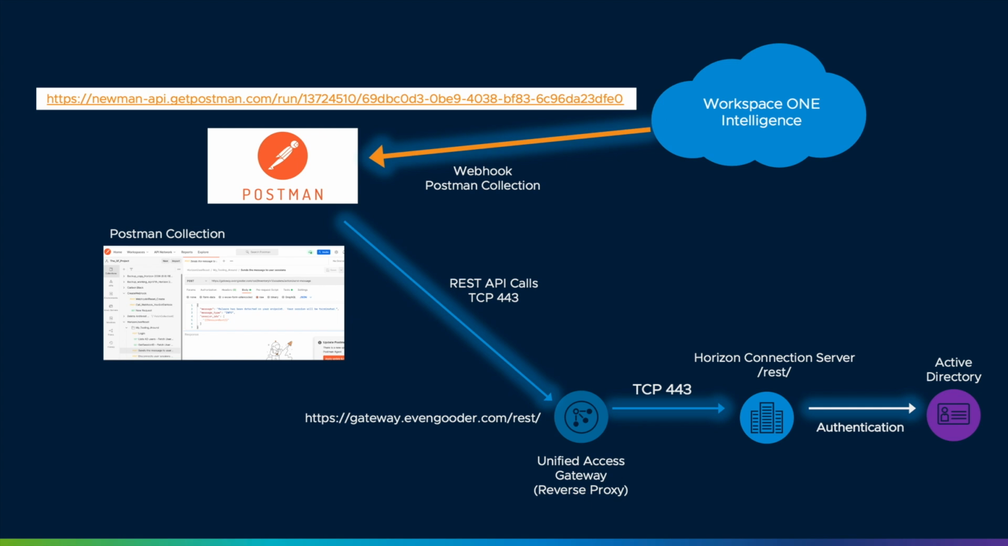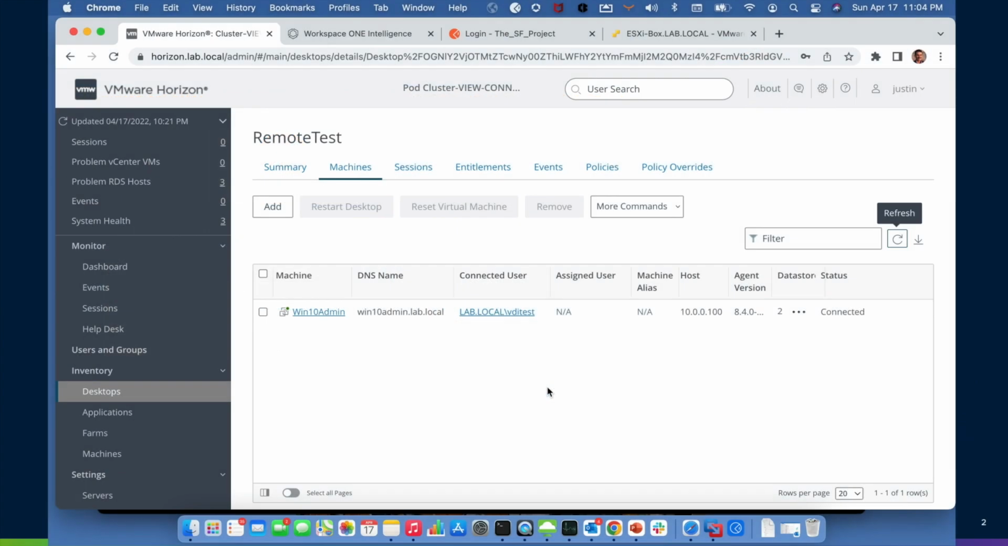One, we're leveraging Postman webhooks in order to provide more sophisticated REST API calls against the Horizon environment. And two, we're leveraging Unified Access Gateway as a reverse web proxy in order to make the REST API on these internal connection servers available to Postman. So let's jump into the demo.